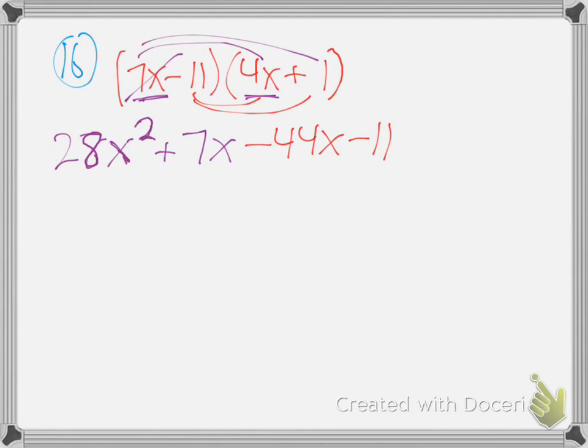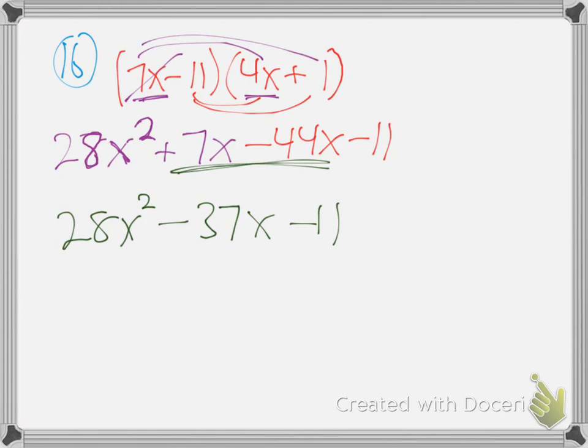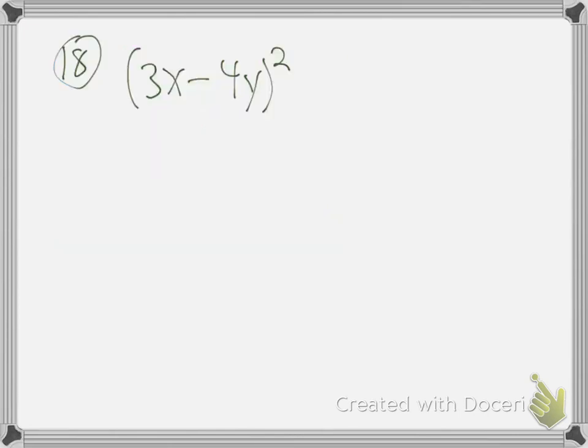And now, can we gather any like terms? Yeah, these middle two, huh? So this will be 28x squared. What's that? Minus 37x minus 11. There we go. Easy? All right.